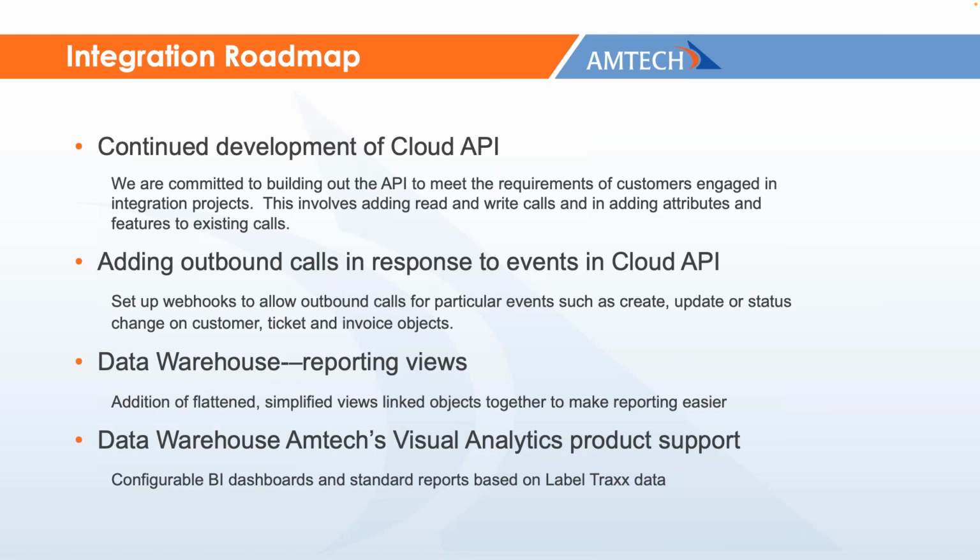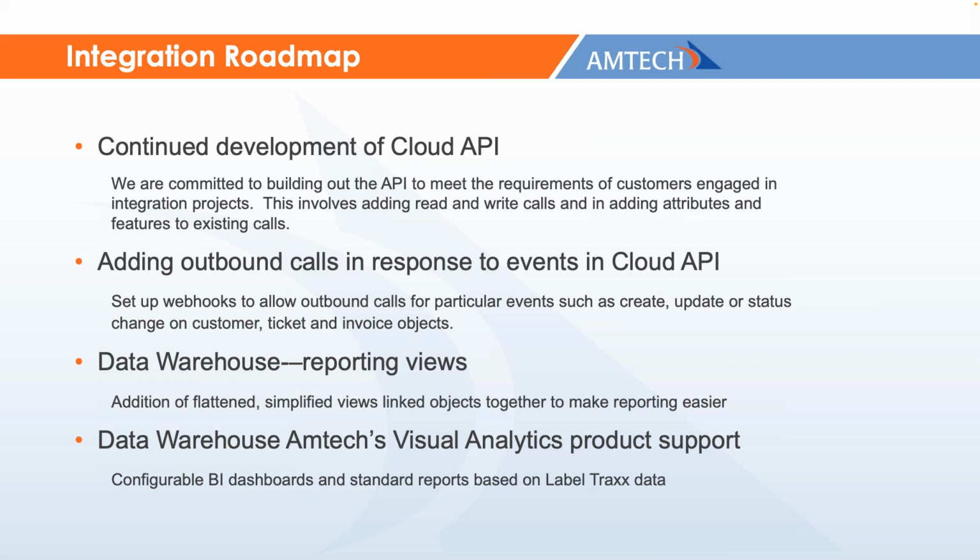So let's talk a little bit about what the future holds, what we're working on next for these two foundational pieces of the product. So first, for the Cloud API, we're continuing to build out the API as our customers are doing integrations. Where those integrations hit barriers, where there are gaps, we are extending the API by adding new entities, by adding new calls, or by extending existing calls to add attributes or capabilities to those calls.